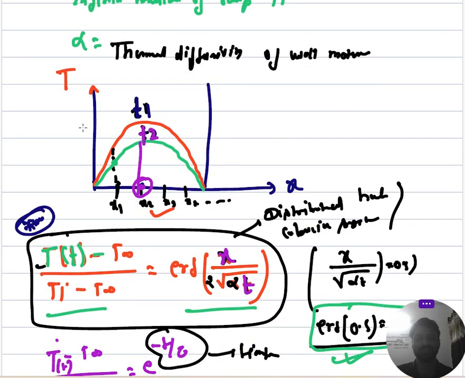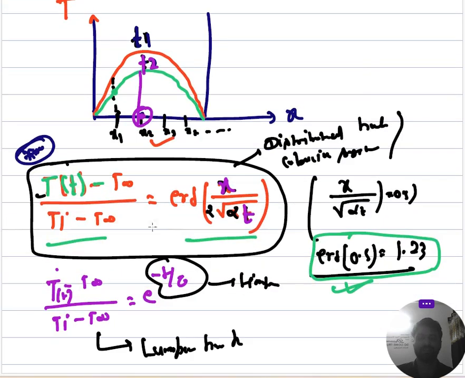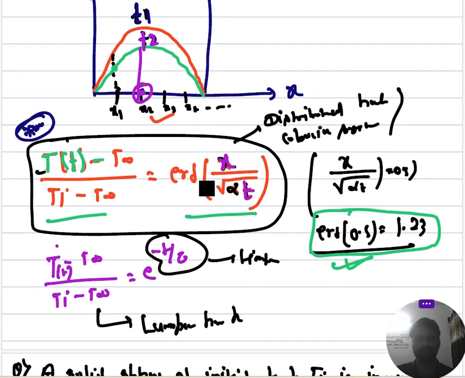And in this case, once you use this formula, you can write exactly the temperature at any particular time t: (T minus T infinity), where T infinity is the surrounding fluid temperature, divided by (Ti minus T infinity), equals the error function erf of x upon 2 root alpha t, right? So erf of x upon 2 root alpha t. How can they ask the question? The values of x, alpha and t will be given. So here you can see that temperature is a function of x and t.